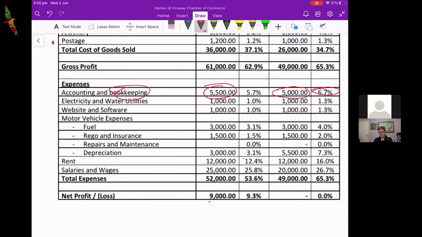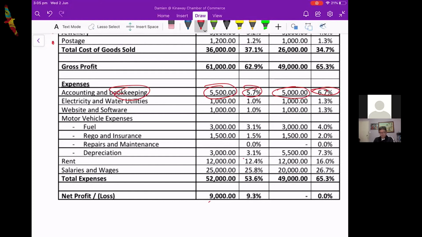But that's gone from 6.7% down to 5.7% as a part of total sales. So that's actually decreased as a component of total sales. So that's a good thing.